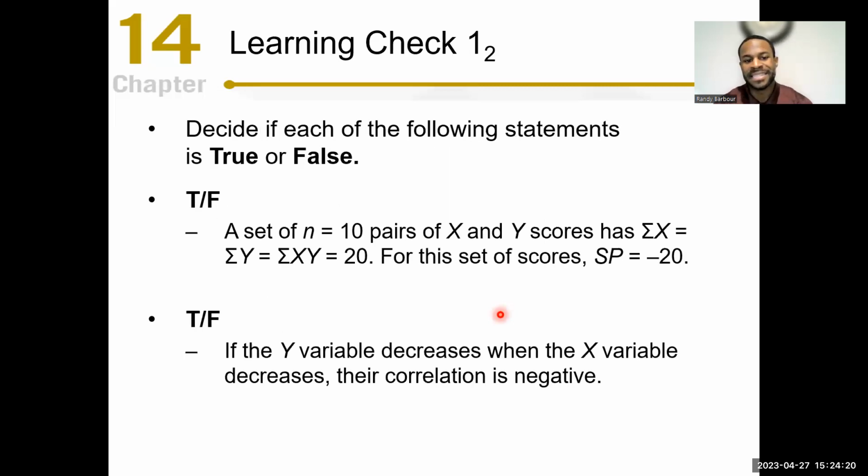True or false? It says a set of n equals 10 pairs. So we have 10 people with X and Y scores, with a sum of X equals 20, a sum of Y equals 20, and the sum of the products of X and Y equals 20. For this set of scores, SP equals negative 20. You'd have to do that calculation and see whether SP equals negative 20. Remember that you have your sum of products at the top. And again, how do we calculate that? Go back.